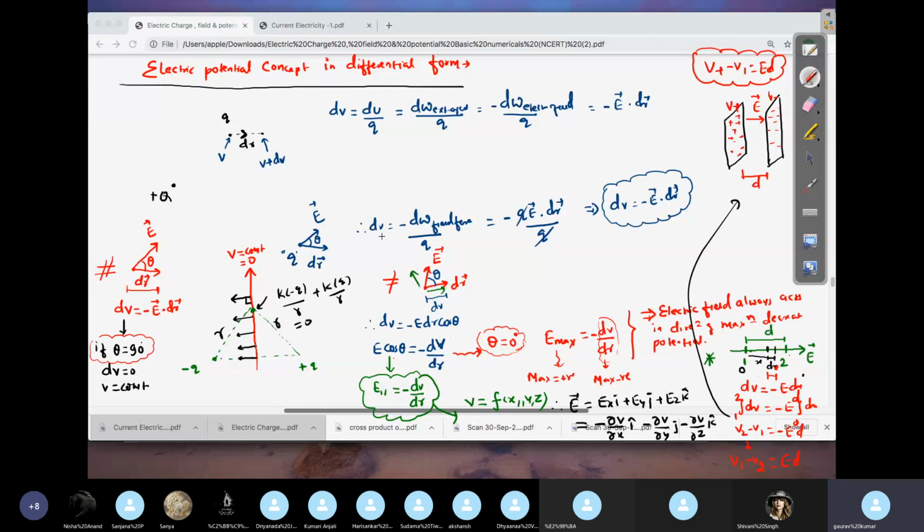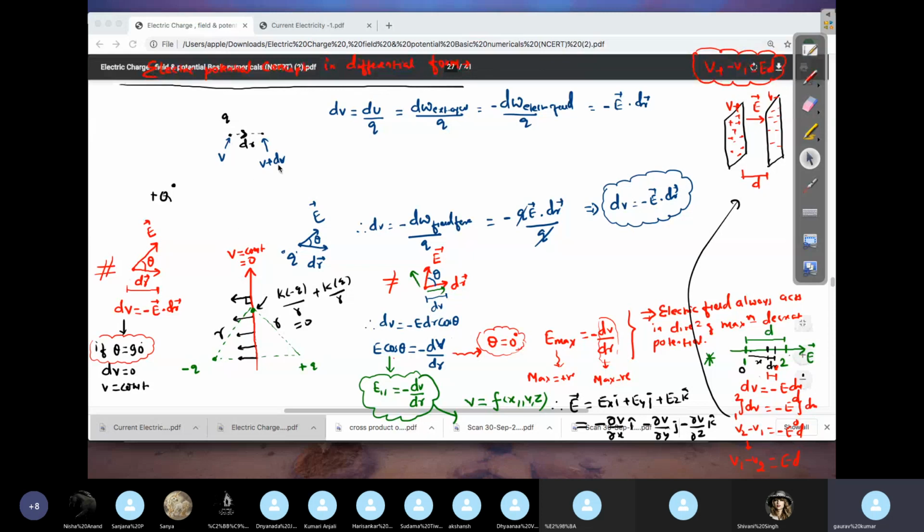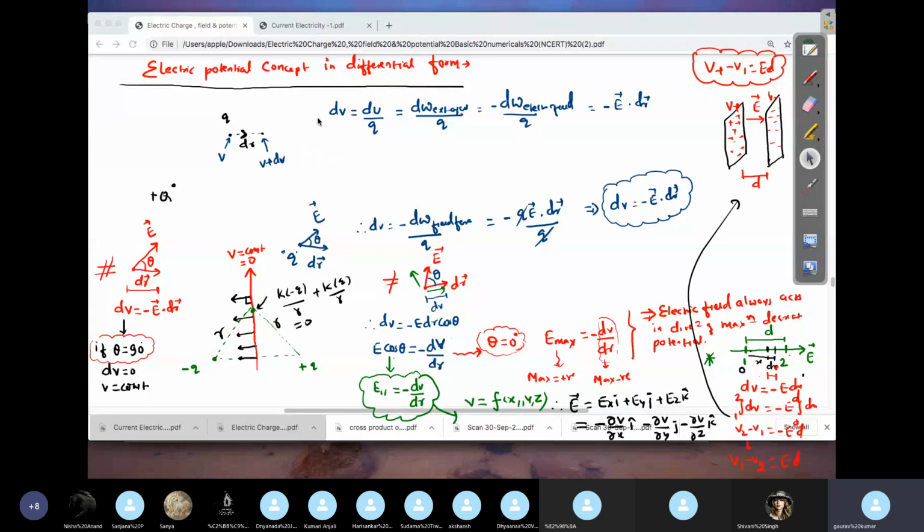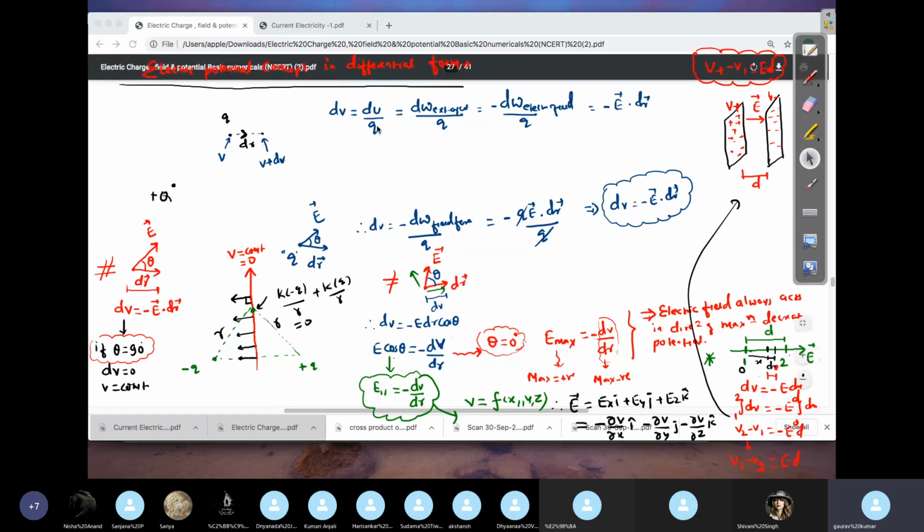Again, I'll brief you on what I have discussed here, slowly. Try to digest all these concepts. You have a charge Q here, and in its surrounding, I'm trying to create a differential form of electric potential. So we take a charge Q here and move the charge from this position to this position in a quasi-static manner. The potential due to this is V here and here it is V plus dV. So how do we define dV? dV is dU by Q.